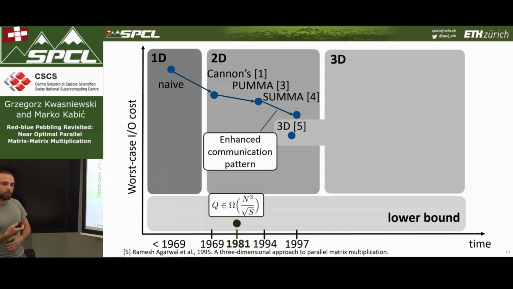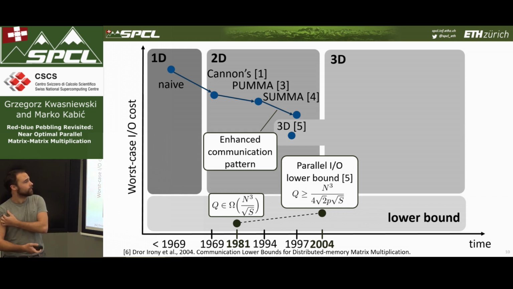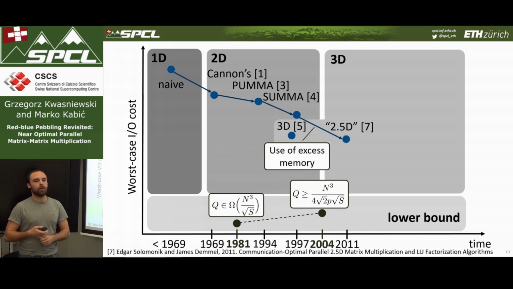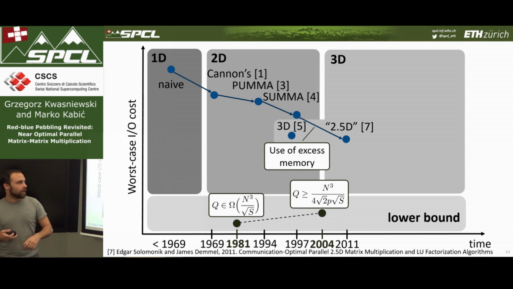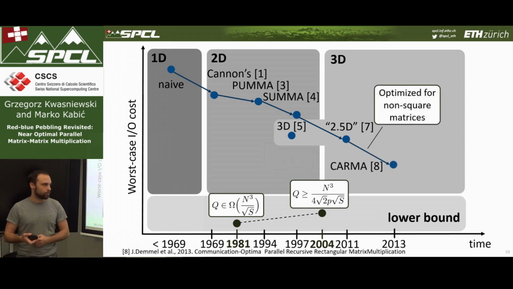Okay, meanwhile, in the lower bound business, the first parallel I/O lower bound was proven by Irony et al. However, this lower bound is not tight. The first algorithm that efficiently interpolated between 2D and 3D and used the excess memory was the so-called 2.5D algorithm by Solomonik and Demmel. But it had some performance issues with non-square matrices, and to handle this problem, the recursive CARMA algorithm was proposed, which is asymptotically optimal for all matrix shapes. However, again, it is not tight.